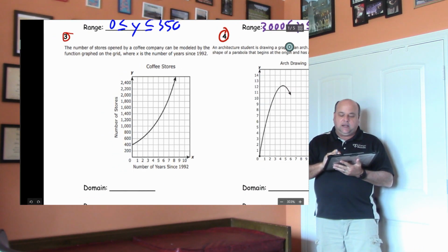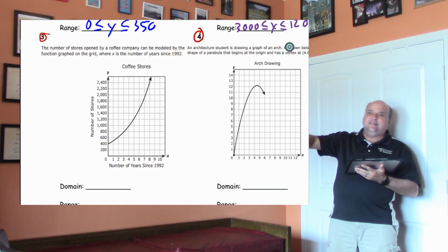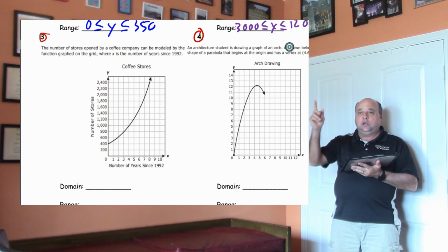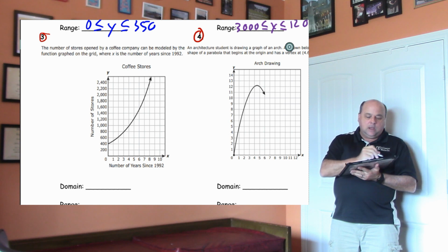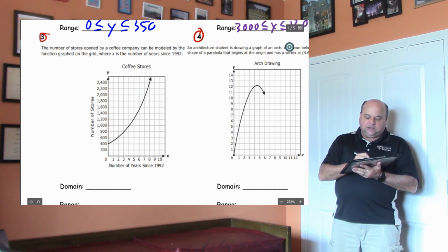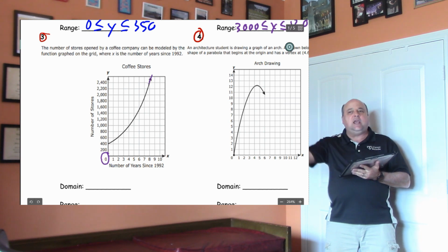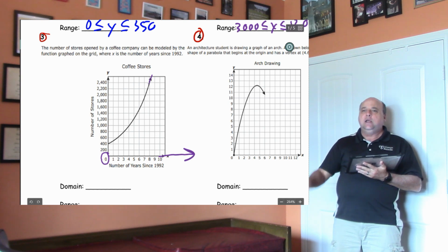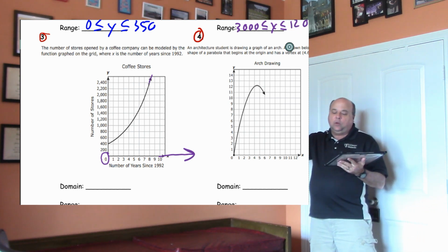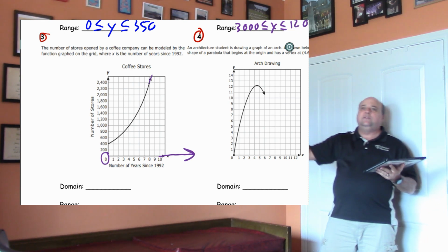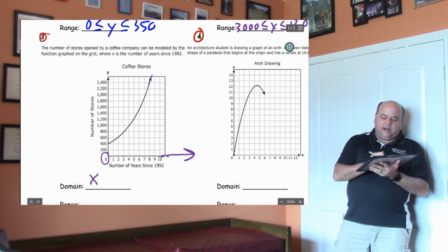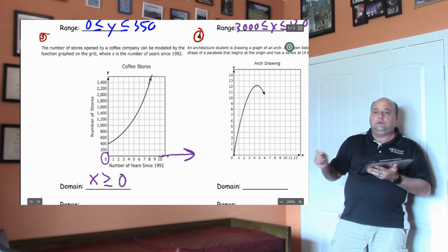Same thing. We're going to get our domain and range. This is another exponential function. It's not really quadratic. But let's look at what happens on the domain. Our domain is going to start at 0, and notice this keeps going to the right. So the domain starts at 0, and it will never end, because hopefully the company won't ever shut down, right? So your domain is going to be all of your x's that are greater than or equal to 0.